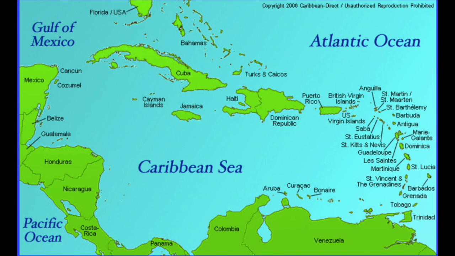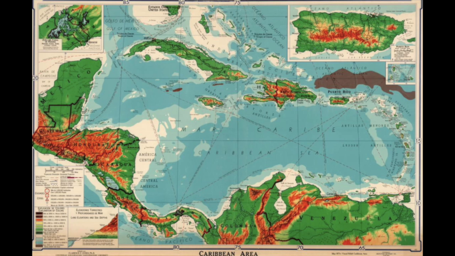The Caribbean region, as shown here in this map, encompasses 35 countries and territories that border the Gulf of Mexico and the Caribbean Sea. On this topographic map of the Caribbean region, the light green represents 500 to 1,000 feet above sea level, yellow represents 1,000 to 2,000 feet, red represents 2 to 5,000 feet above sea level, and the darkest red represents 5 to 10,000 feet.